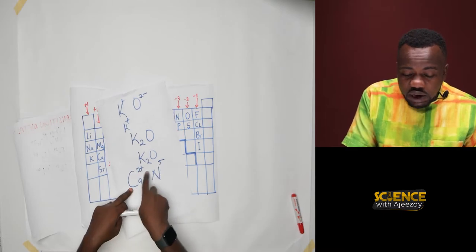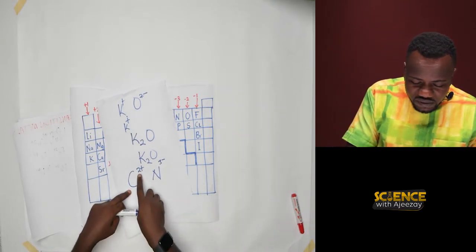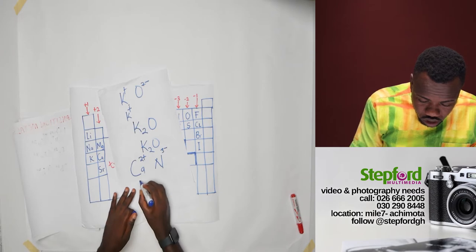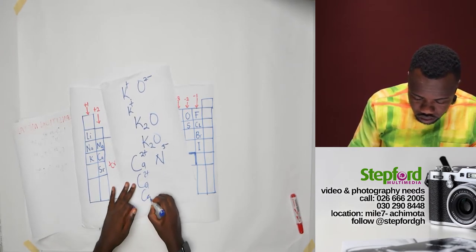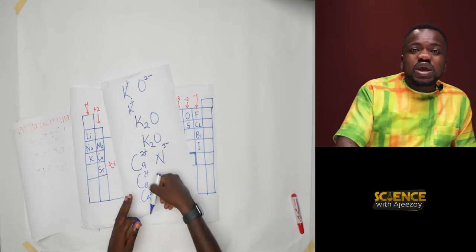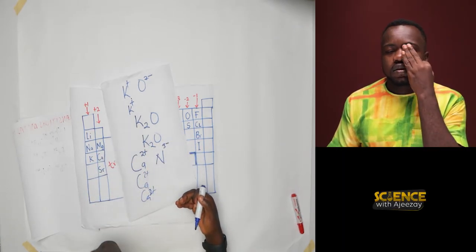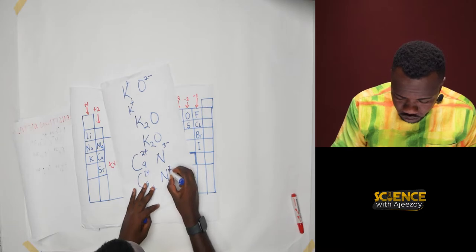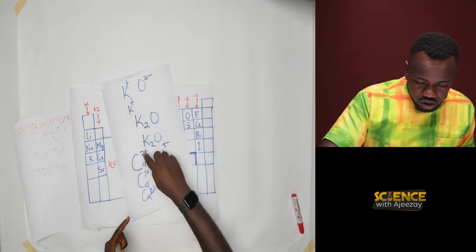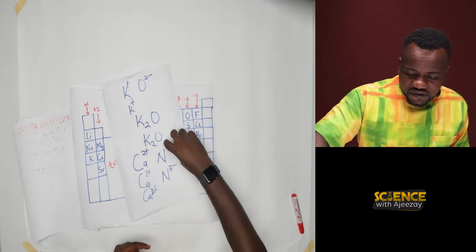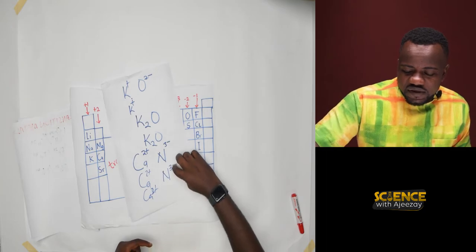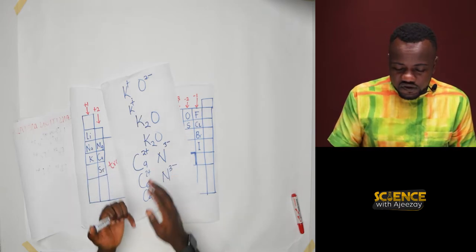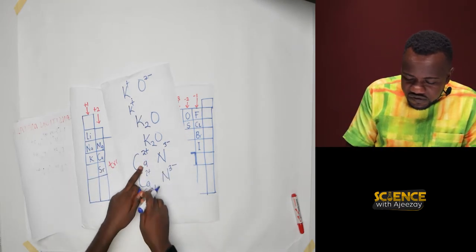But because they are not even, it means you have to multiply. So you can look at multiplying here by 3 and multiplying here by 2. It means you need three of the calcium. Calcium is 2 plus, so three of them, and then two of this. This is 2 plus, that is 6. And this is 3 minus and a 3 minus, that is negative 6. So the positive 6 and the negative 6 will make it 0. You get it? So you need 3 of this and then 2 of this.